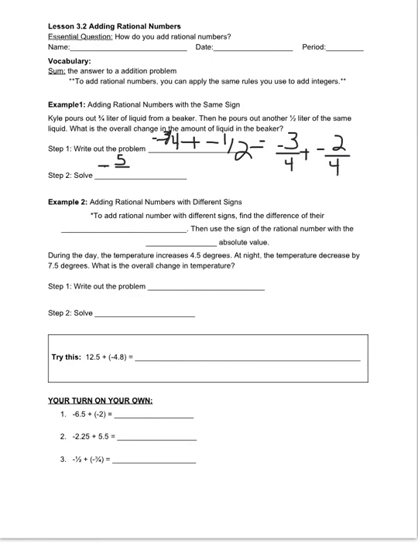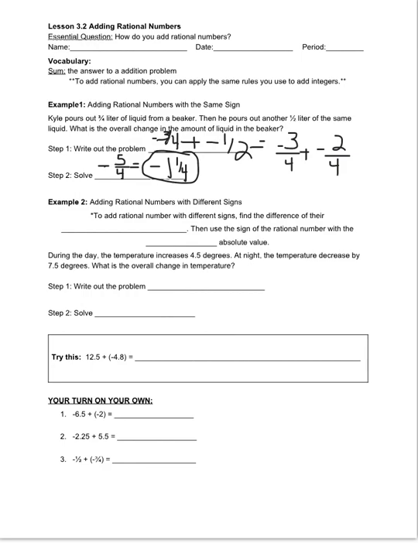My bad. So negative 5/4, which is also known as negative 1 and 1/4. So the sum here is negative 1 and 1/4. That is how much the beaker of liquid has decreased. It has lost 1 and 1/4 liters.